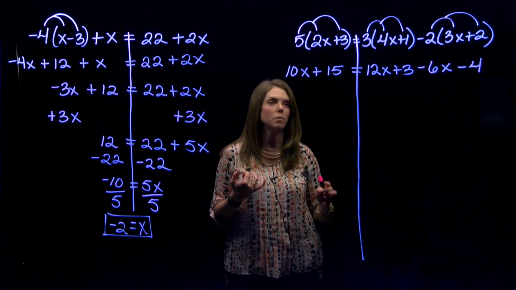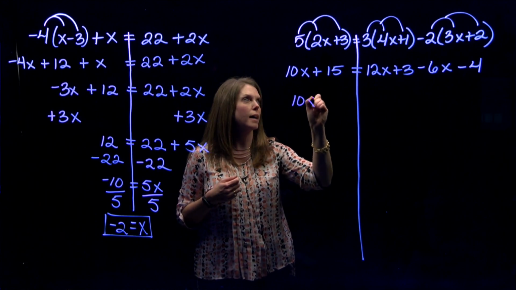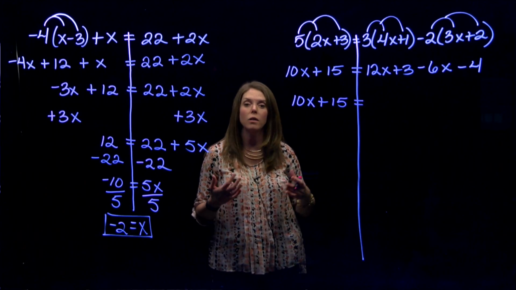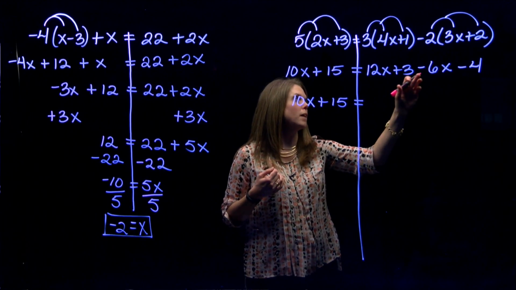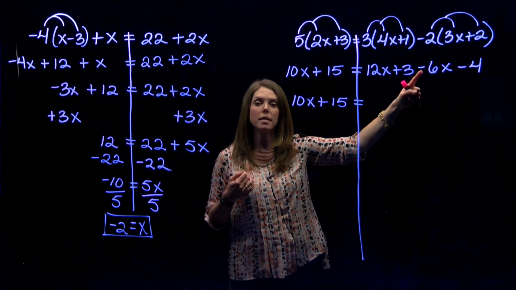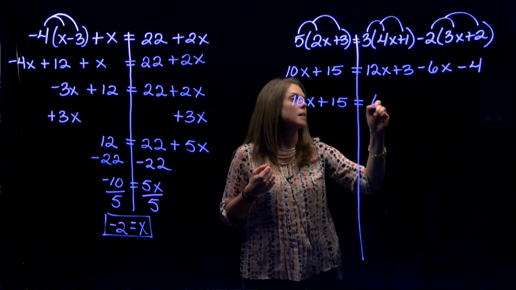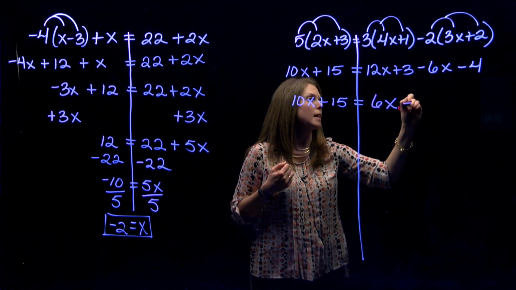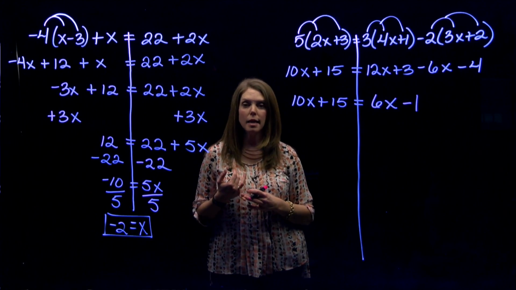Now I'm going to combine like terms. Left side, no like terms to combine, so I'm just going to rewrite it. 10x plus 15. I want to make sure I rewrite that side so I don't forget about any of those terms later on. On the right side, terms I'm going to combine, 12x minus 6x. Again, I look before the term to know whether it's positive or negative, to know whether it's being added or subtracted. 12x minus 6x is 6x. Positive 3 minus 4 is a negative 1. So now I have simplified both sides of the equal sign.